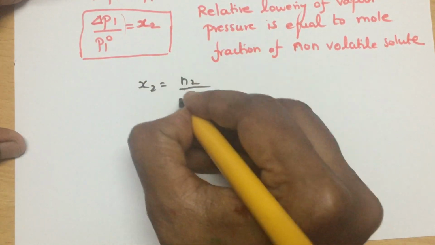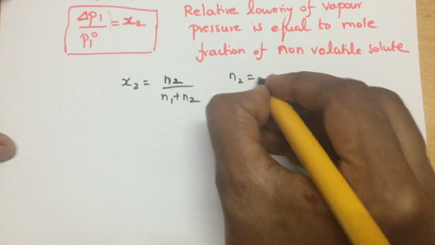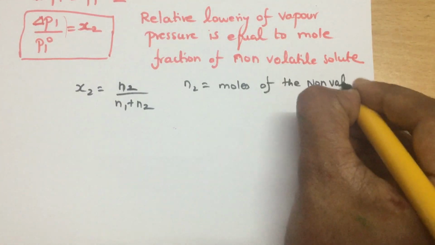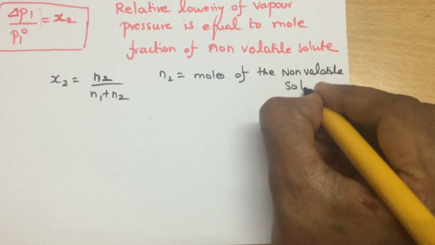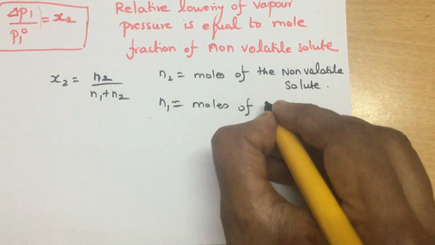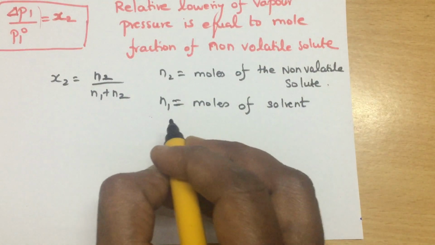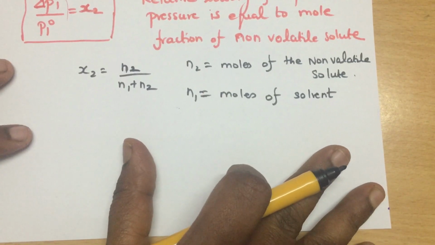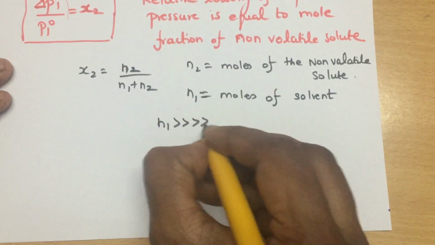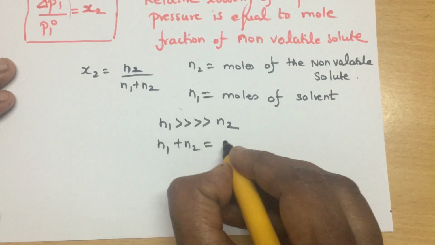x2 is equal to n2 divided by n1 plus n2. n2 is the moles of the non-volatile solute. n1 is equal to moles of solvent. சரியா? So இப்போ when your solution is very dilute, கொஞ்சம் தான் நீங்கள் solute add பண்ணியிருக்கீங்க அப்படின்னா என்ன வரும்? n1 will be very much greater than n2, correct? In that case, n1 plus n2 can be written as n1.